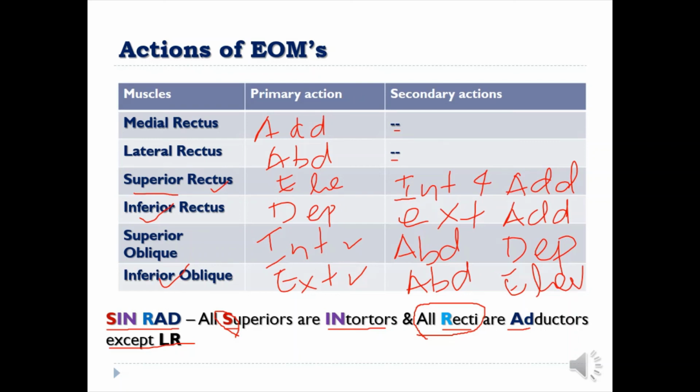Now we come to the second part of the equation. All recti are adductors. Now we do not have secondary actions for medial and lateral rectus, so you have only two recti: superior rectus, inferior rectus. Write adduction, adduction. Done. So if recti are adductors, that means obliques are abductors. So we wrote abduction and abduction. So now only one secondary action for superior oblique is remaining, another secondary action for inferior oblique is remaining. That means elevation and depression are remaining. Remember that superior oblique will help for depression, inferior oblique will help for elevation. So that is how you write down the actions of each extraocular muscle.